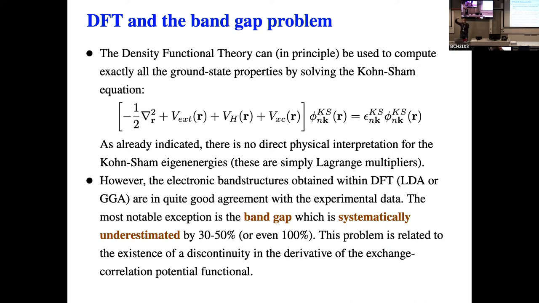So these are supposed to be Lagrange multipliers, okay? But still, we like to use them because actually the last occupied one and the first unoccupied one have a physical meaning. It has been proven, actually, okay?